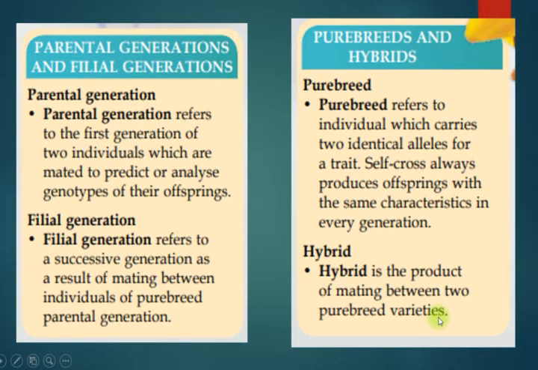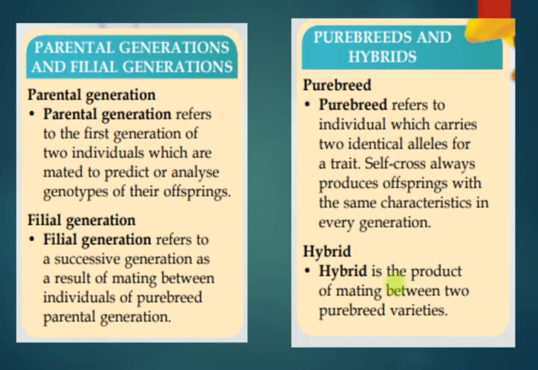For example, what we discussed in the last class: the purebred tall plant and the purebred dwarf plant are crossed, and then it will produce the first filial generation. So the first filial generation is referred to as the hybrid plant.